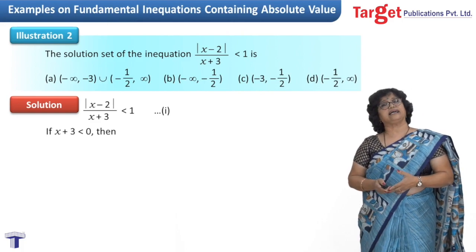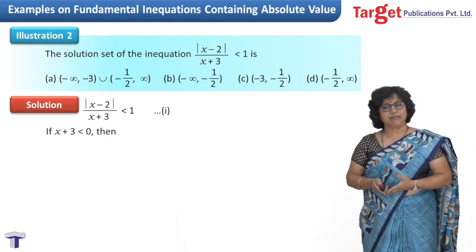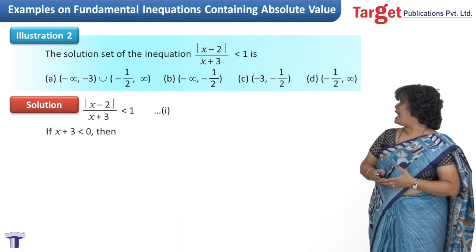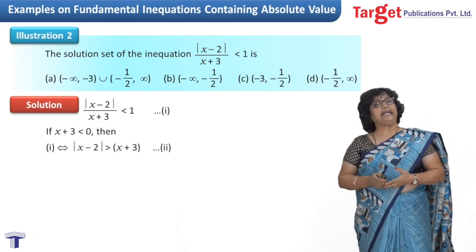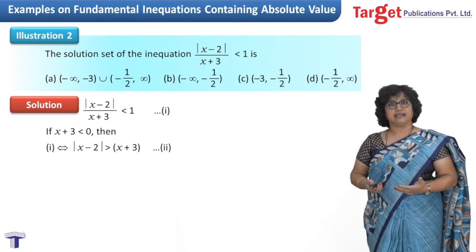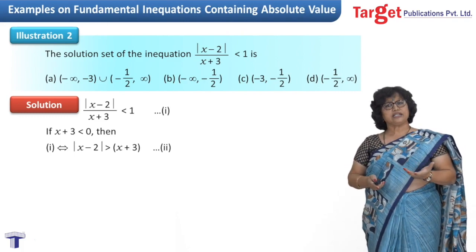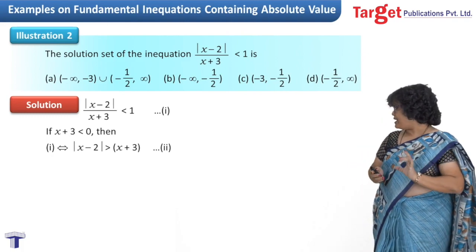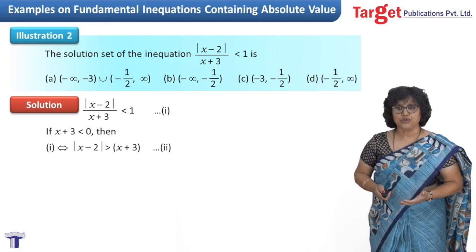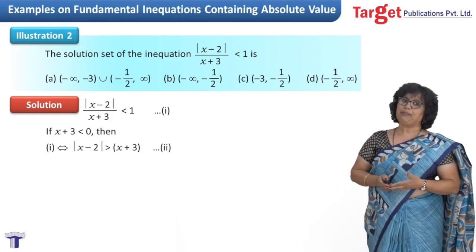So I take my first case as x plus 3 less than 0. If x plus 3 is less than 0, then I can multiply by x plus 3, but I will change the sign, and I get absolute value of x minus 2 greater than x plus 3. Now mind you, x plus 3 we have taken negative. That means absolute value greater than a negative quantity, which is always a true statement. So all those x which we have considered less than minus 3 are going to be part of our solution. So x less than minus 3 will be part of the solution set.